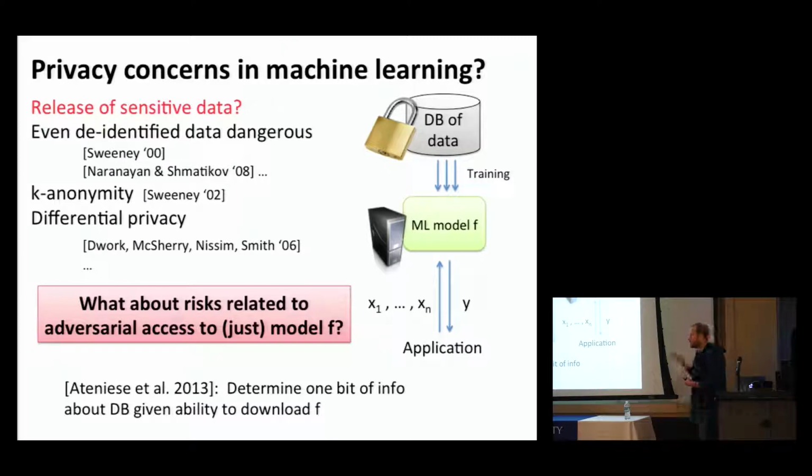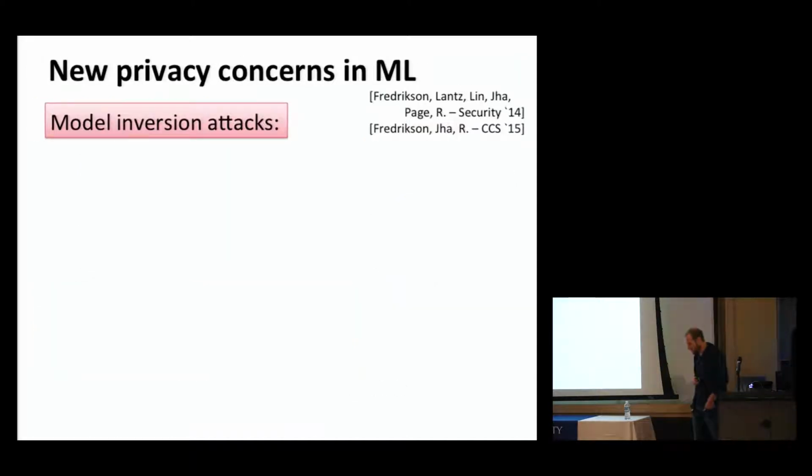As far as I'm aware, there's only been one prior work that has looked at this question, but I'd love to hear about others if you know of them. Ateniese et al. in 2013 showed how if you get the ability to download F in some very specific case studies that they looked at, then you can infer one bit of information about the database, like whether it was lots of Hindi-speaking people or not Hindi-speaking people was one of the examples they had. So we'd like to do a bit more than this. And in particular, we've been exploring this attack that we call model inversion.